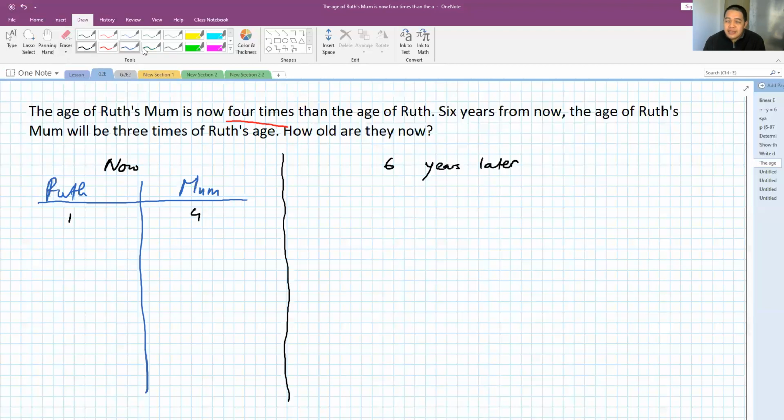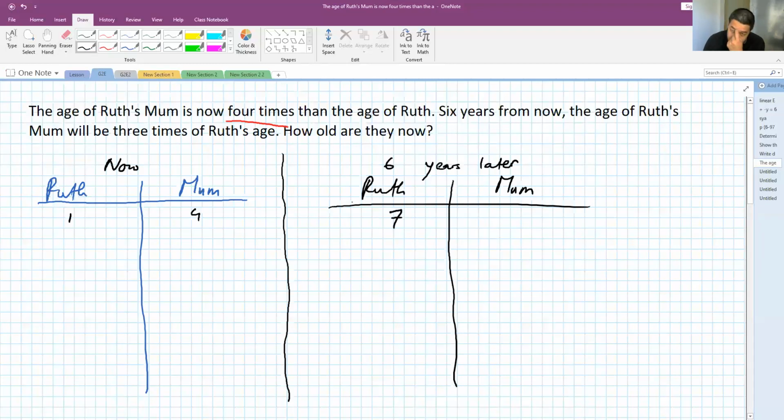Now, 6 years later, we can ask our kids: what is the age of Ruth and her mom? Of course, this is a simple question, so you can just add 6. 1 plus 6 gives you 7, and 4 plus 6 gives you 10. But 10 is not 3 times 7, right? So this can't be the answer.